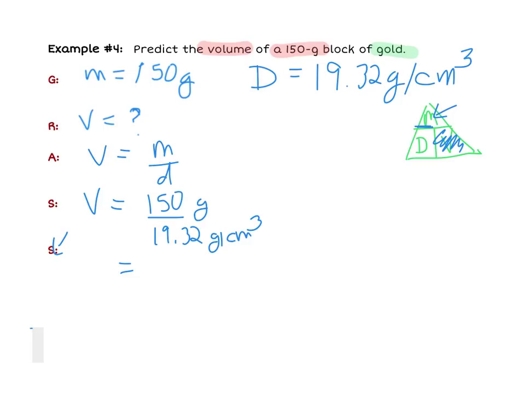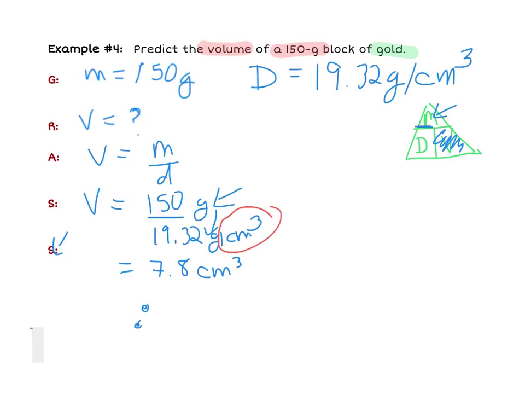And if I round that to the nearest decimal, I'm getting 7.76, and so on. So I'm going to round that to 7.8. And since I used grams for my mass and grams per cubic centimeter for my density, the unit that I have for my volume is going to be cubic centimeters, so I need to include that in. Now I'm ready to write a statement about this.